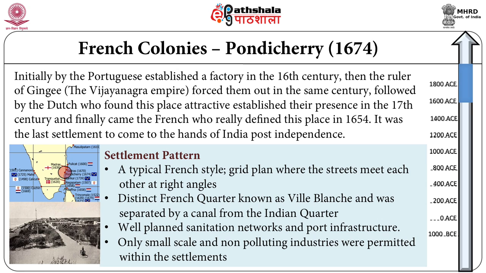Now, what was the settlement pattern of Pondicherry like? It had a typical French style. There was a grid plan where the streets met each other at right angles. There was a distinct French quarter known as Ville Blanche, separated by a canal from the Indian quarter. So the French colonies were exclusive and separated from the Indian part. There were well-planned sanitation networks and port infrastructure, and only small-scale and non-polluting industries were permitted within the settlement.